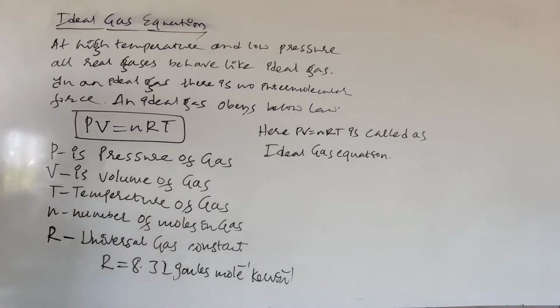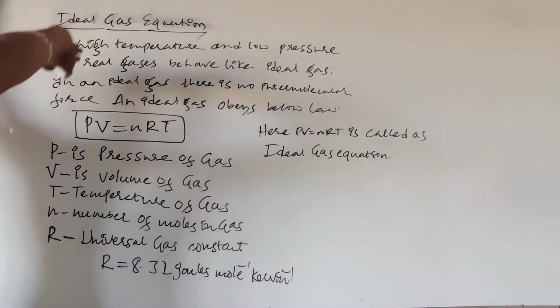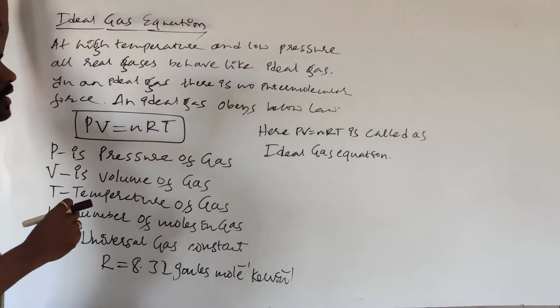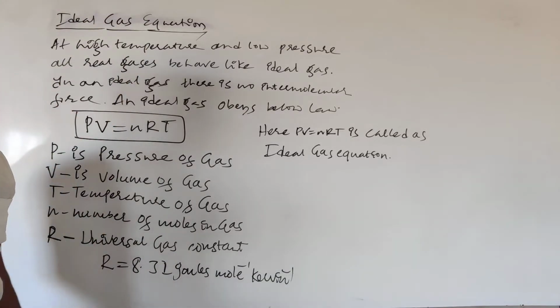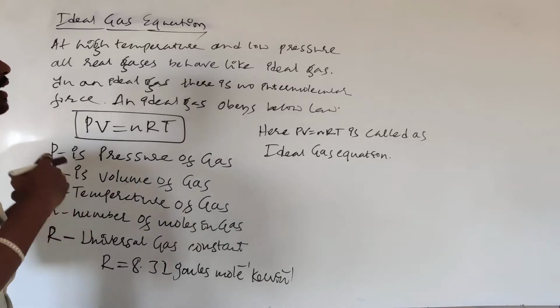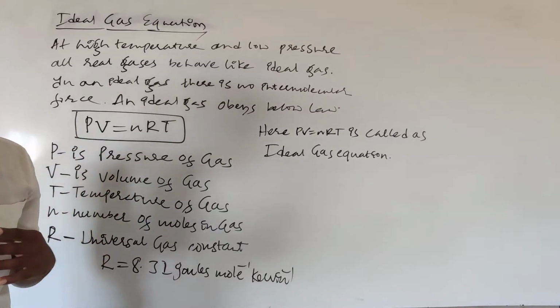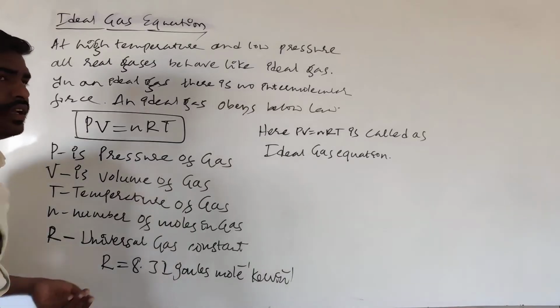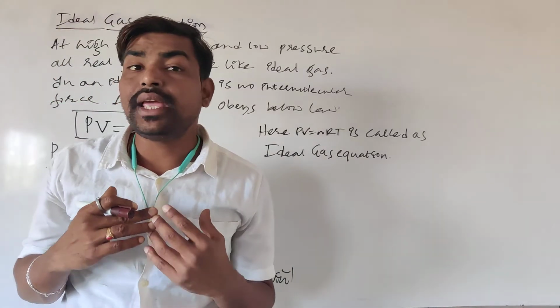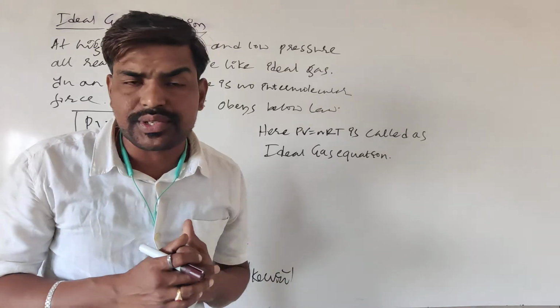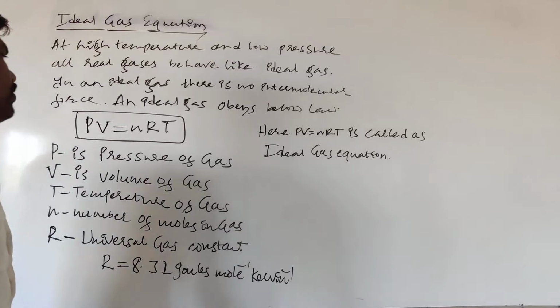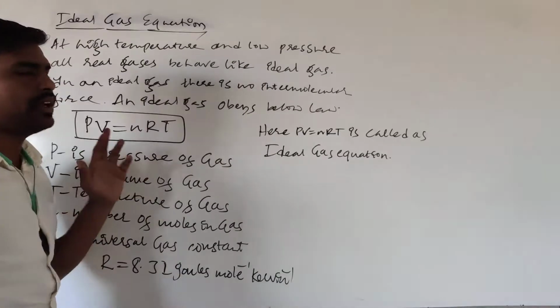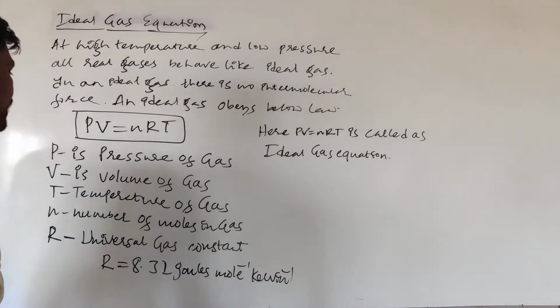Here what is important is that a statement may be asked: at high temperature and low pressure, all the real gases behave like an ideal gas, right? The main thing in this ideal gas equation is that there are no intermolecular forces. So PV is equal to nRT is very important, right?